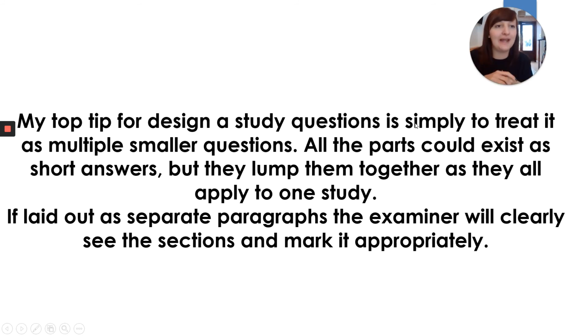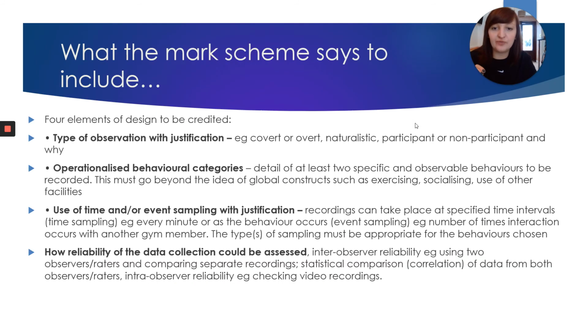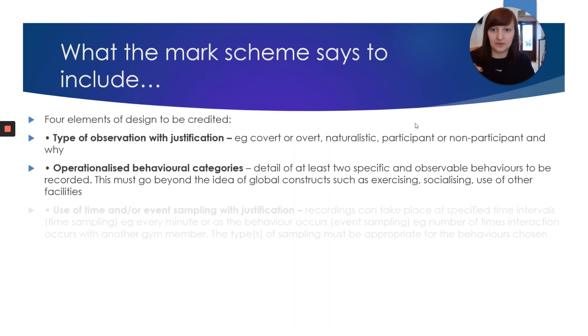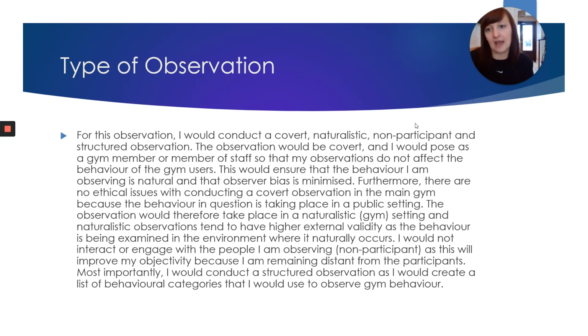So how I would lay it out is for each of these bullet points, I would have a little subheading and then write each underneath. So I think I have an example. So for the type of observation, this would be my little subheading. And then you want to go as detailed as possible. So I'm going to do a covert, naturalistic, non-participant.